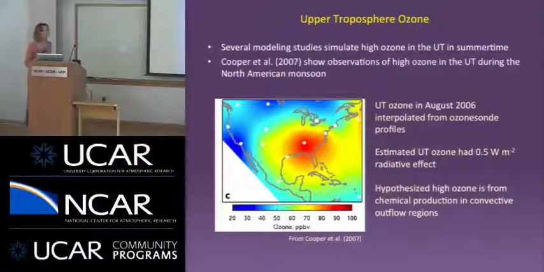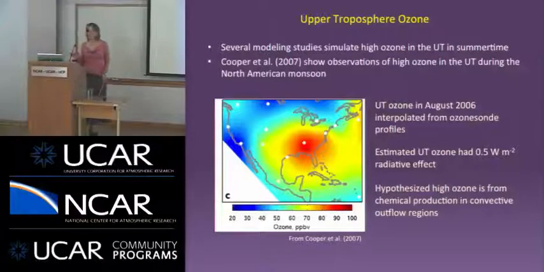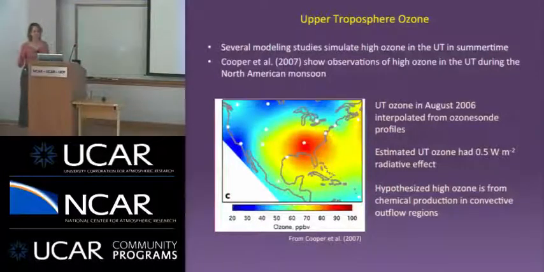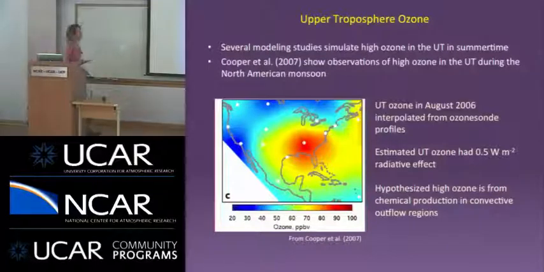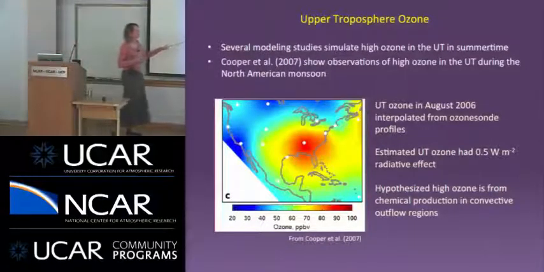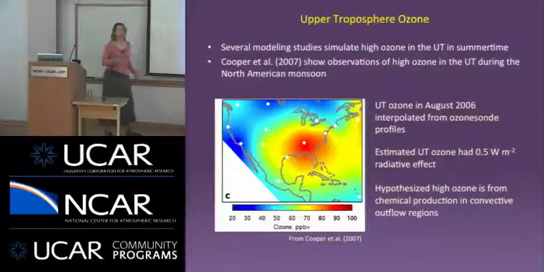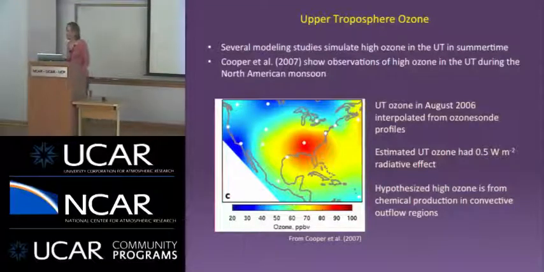They estimated that that ozone has a radiative effect of about 0.5 watt per meter squared, which is fairly substantial, but also remember that this is a regional effect for roughly a month-long time period. So one of the questions is where is that high ozone coming from? Cooper and his colleagues hypothesized that that high ozone is from chemical production in convective outflow regions.